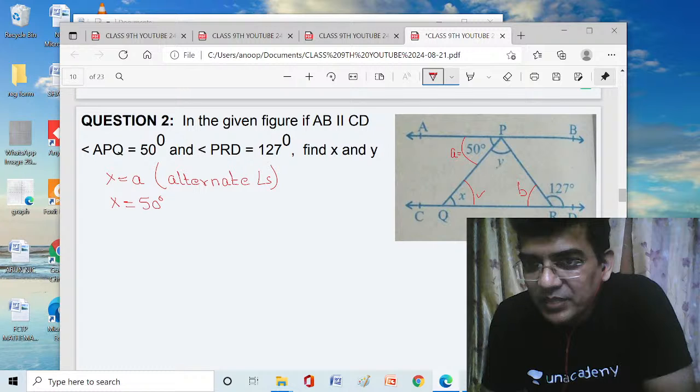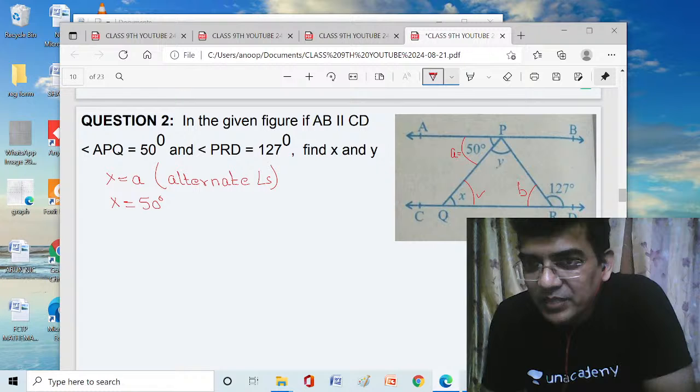I can see that B and C are forming a linear pair. So I can write B plus C is equal to 180. It's a linear pair, right? And it is forming a straight angle, so I can write straight angle 180. They are the linear pair and they are forming a straight angle.